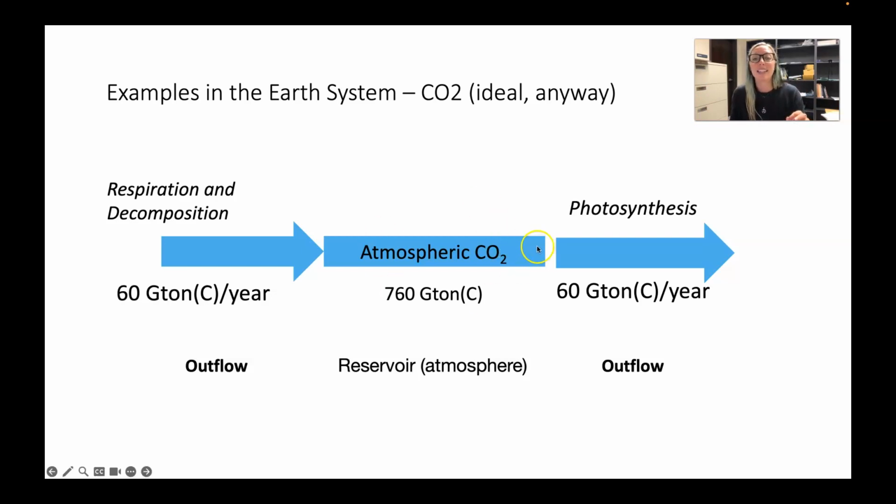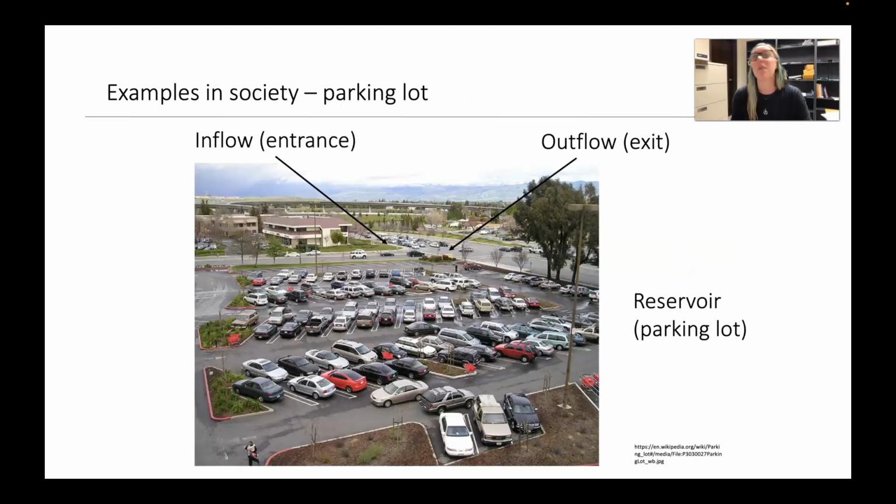You could even consider, within photosynthesis, there's a smaller feedback loop, or not a feedback loop, but a smaller sort of systems loop going on within photosynthesis as well. It's really quite fascinating. And then if we think in a society, we think of a parking lot, right? We have an inflow, which would be the entrance to the parking lot, and the outflow is the exit. Sometimes it's on the same side. Maybe there's multiple inflows and outflows, and the reservoir itself would be a parking lot.